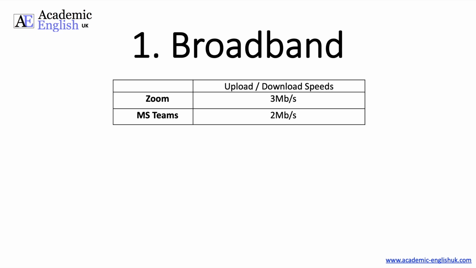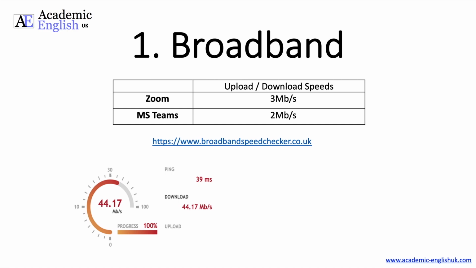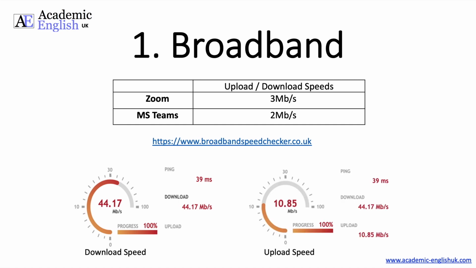Generally, you need at least 3 megabytes per second download and upload speeds to use all the features on the video conferencing software like Zoom or Microsoft Teams. You can check your broadband speed by using an internet speed checker like this one if you're in the UK. You can see from my data I have a download speed of 44 megabytes per second and an upload speed of 10 megabytes per second, and this is more than enough to teach online and use all the features.